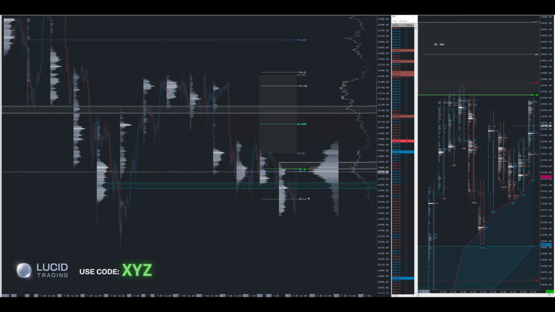Let's use the 5-day rolling as a reference now. This is a pretty balanced profile. The zone is the lower edge, and price still has a decent amount of room to go further upside.